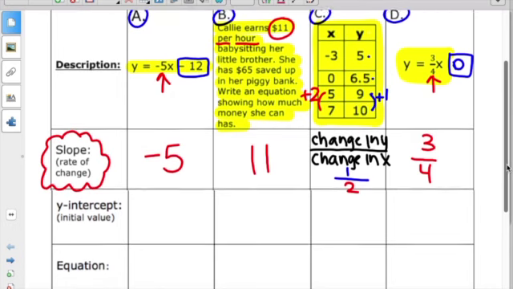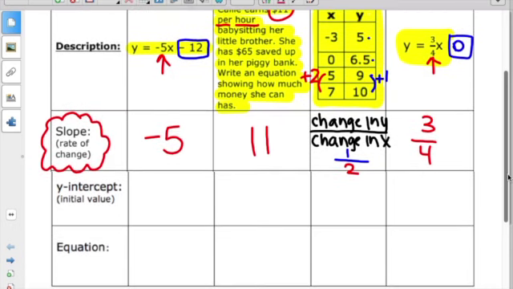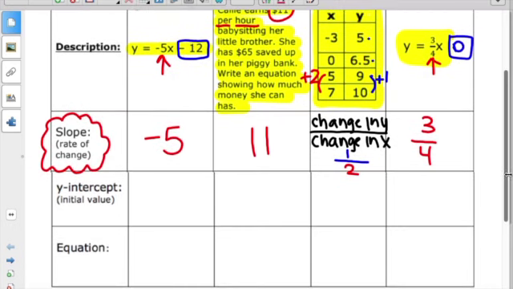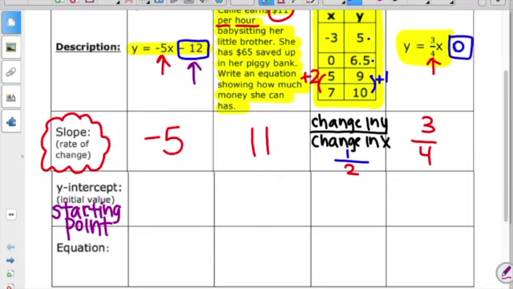We're going to move on to the y-intercept, or initial value, starting point. Sometimes it helps to remember that we also call it the starting point, or initial value, especially for B. So the first one, y equals -5x minus 12. The -5 was our slope, and the -12 is your y-intercept.